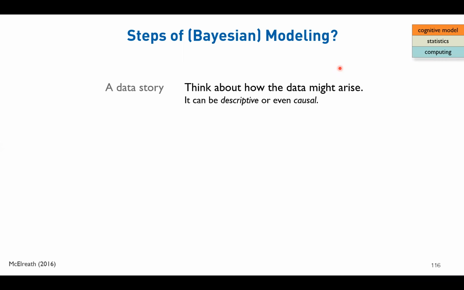So the most important thing is to have a data story. Data story means think about how the data might arise. So what is the data generating process? It can be descriptive, it can even be causal. So the data story is important, right?